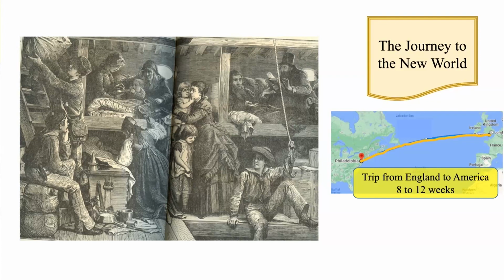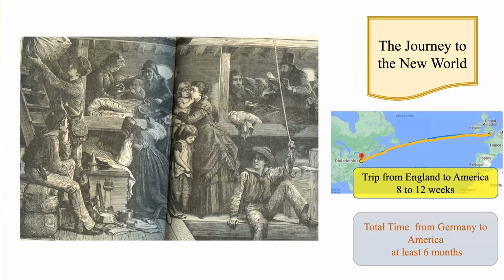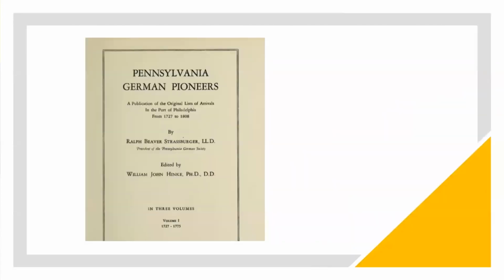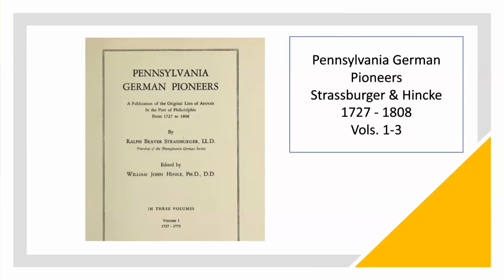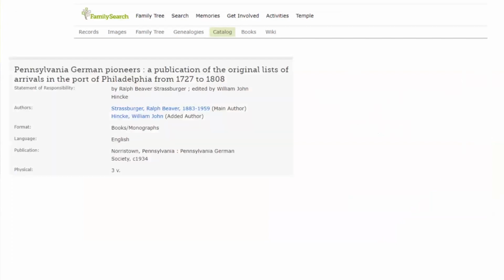In total, it took 6 months from the time they left their home in Germany until they arrived in Philadelphia. The Pennsylvania German Pioneers is a 3-volume work by Strasburg and Hinke. It is a list of immigrants from 1727 to 1808, most of whom traveled the Rhine River, Netherlands, England, America route. A digital copy of this 3-volume work is available by searching the Family Search Library catalog and doing a title search for Pennsylvania German Pioneers.